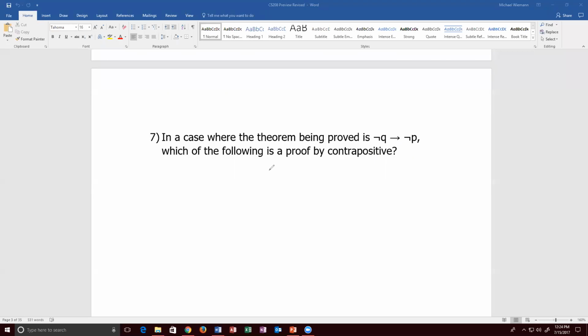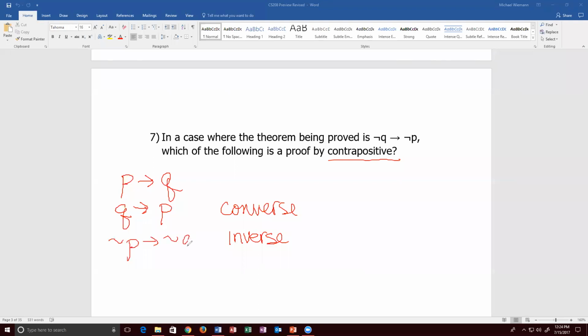Number 7, in the case where the theorem being proved is not Q implies not P, how do you prove something by contrapositive? If you recall, in an implication or an if-then statement, P implies Q is the original if-then statement. Converse was flip the order. Inverse, we negate the original statement. So that would have been not P implies not Q.